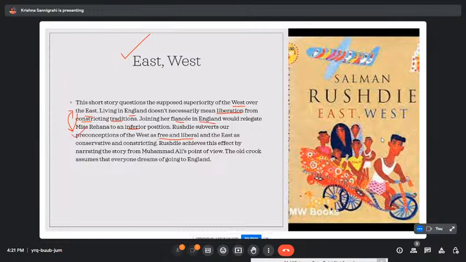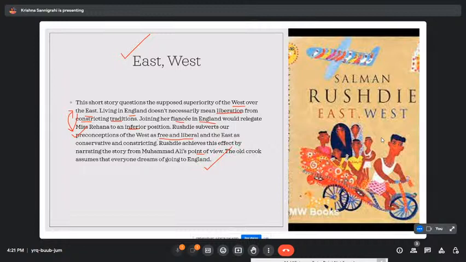But Rushdie achieves this effect by narrating the story from Muhammad Ali's point of view. The old crook assumes that everyone dreams of going to England. So this is what his story East, West talks about.